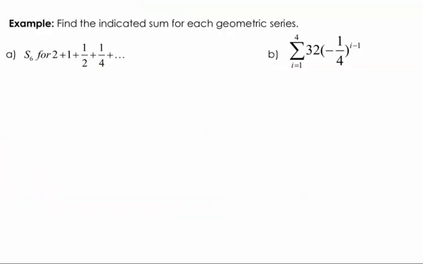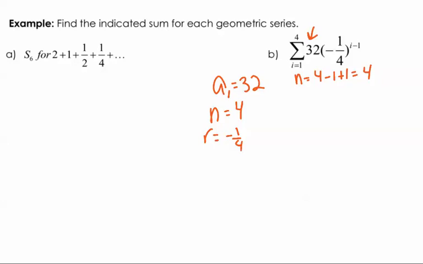Okay, so looking at example B now, we need to find our first term, our ratio, and our n from our formula. So our first term is going to be this 32 right here. Our n is going to be top minus bottom plus 1, which just ended up being 4. But you always want to check that because if you're not starting with that sequence at 1, then it's going to affect your n value. And then the r is that value that's in the parentheses, and that's going to be negative 1/4.